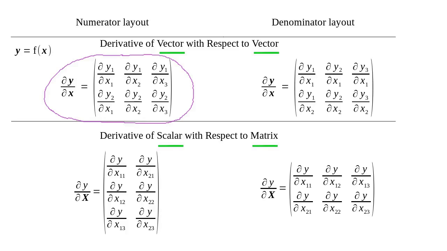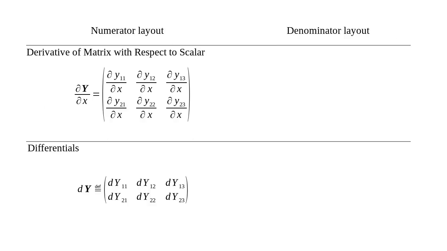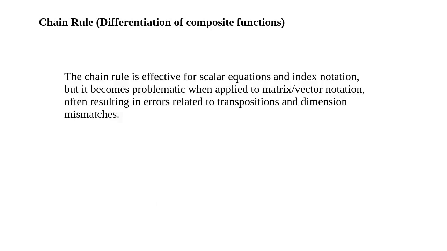The Jacobian matrix is a matrix of first-order partial derivatives that describes how a vector-valued function changes with respect to its input variables. The chain rule is effective for scalar equations and index notation but can be problematic when applied to matrix notation, often leading to errors involving transpositions and dimension mismatches. The most reliable method for calculating gradients in matrix notation is through differentials.